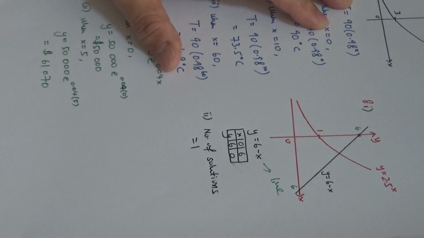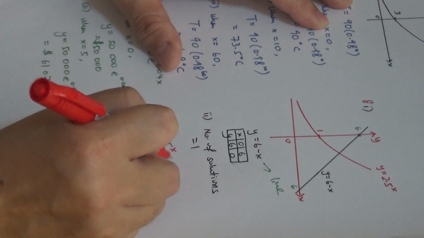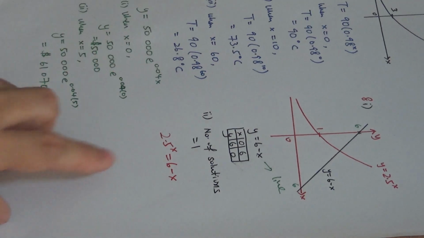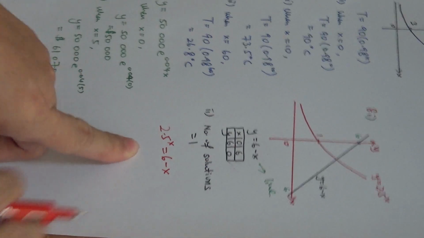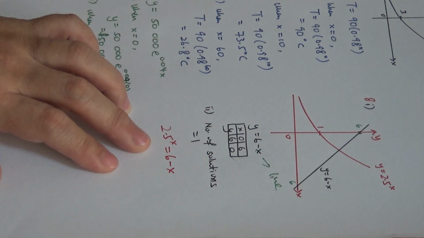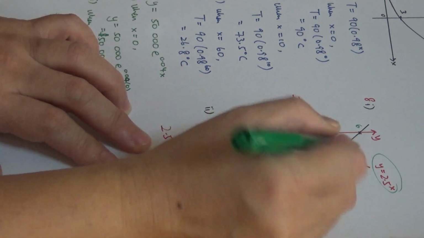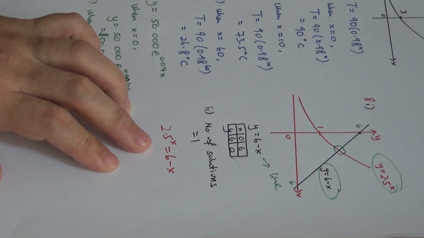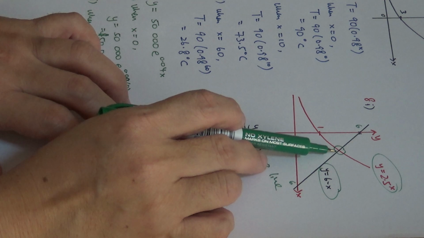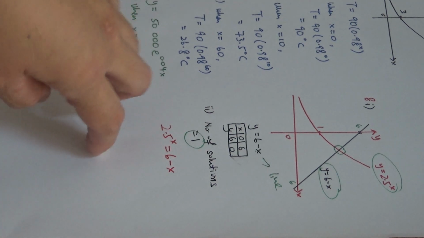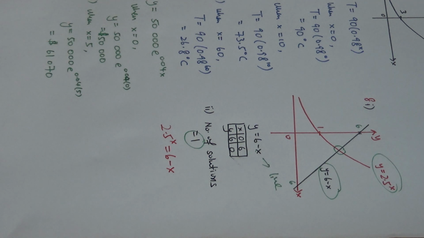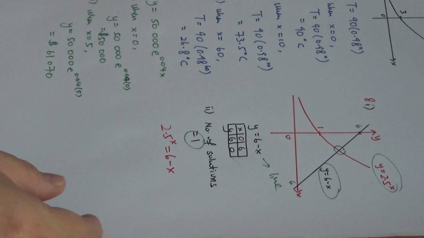Alright? So, the question says, state the number of solutions to the equation 2.5x equals 6 minus x. Now, I want you to know that if we are solving for this equation, we are actually taking the intersection of this graph and this graph. So there's only one point of intersection here. They don't want the exact answer, they want the number of solutions. That means how many solutions. So we intersect at one point, so the answer is just one solution. Number of solutions is 1. Okay, so that will be your question number 8.